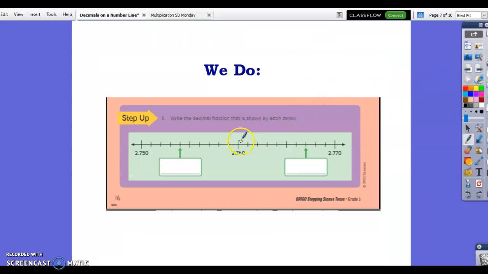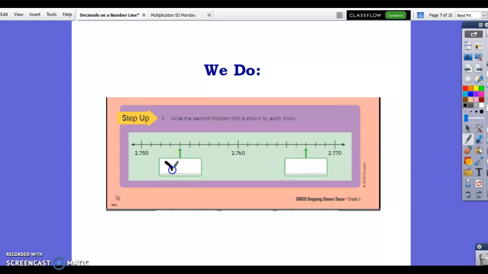Here's another one we do. I want you to pause the video after you hear my explanation, and I want you to write down the decimals that are the values on the number lines for the green arrows that are marked. So pause the video here and check and see if you can do those on your own before we go to the exit ticket and independent practice.